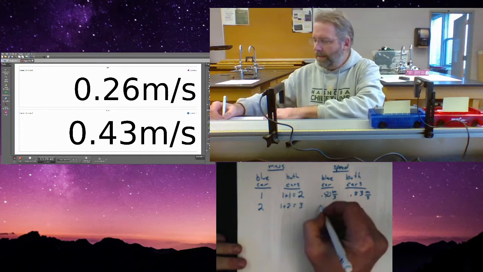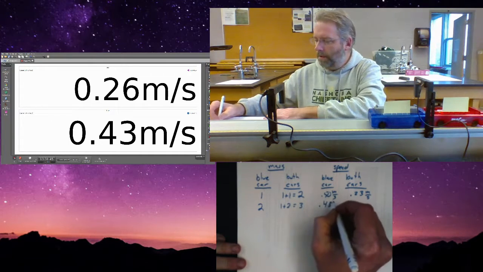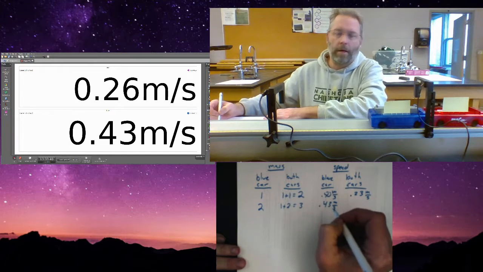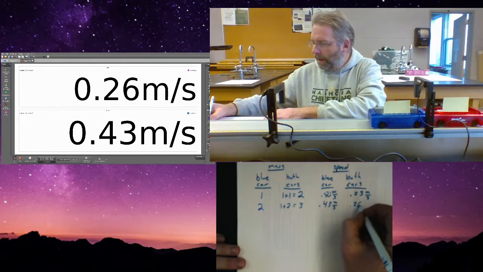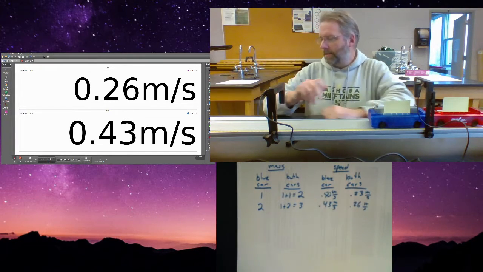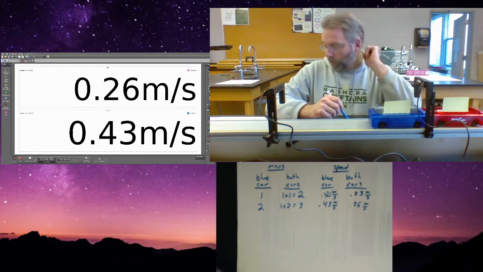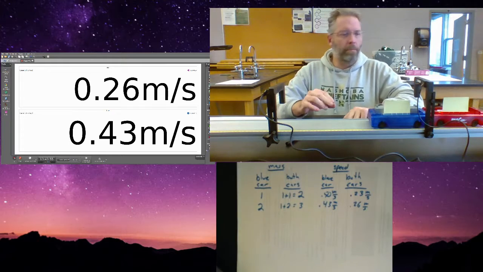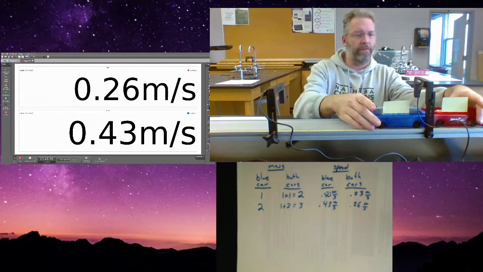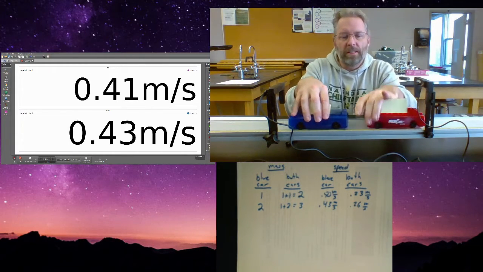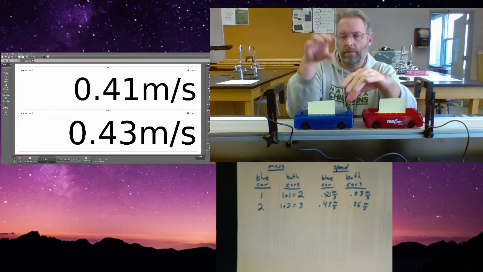And so what do I see? I pushed it a little less this time, but that's okay, no big deal. And then 0.26. So half of 0.43 would be 0.22. We see a little bit of an effect. Let's see if that effect is still there. Let's just do it one more time.